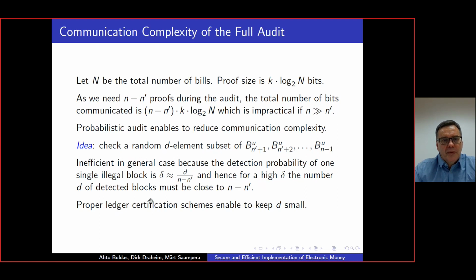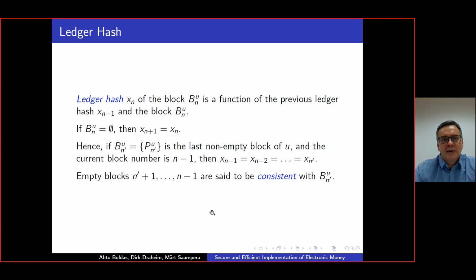How to reduce this complexity is to choose a proper certification scheme of the ledger. And the idea is of using the so-called ledger hash. Ledger hash is a hash value associated to each block, and it's a function of the previous ledger hash and the current block. And it has a property that if there was no payment in this block, then the ledger hash stays the same.